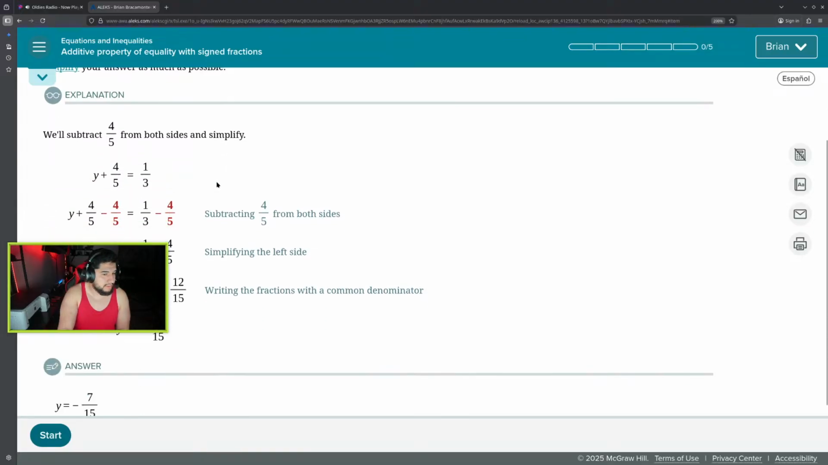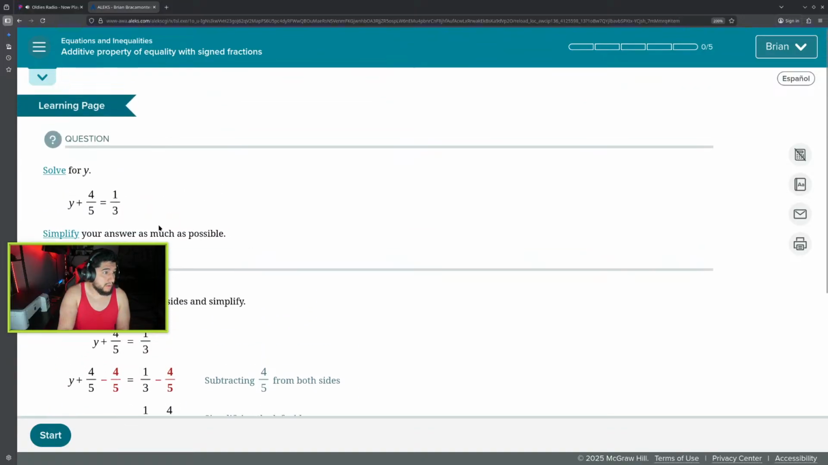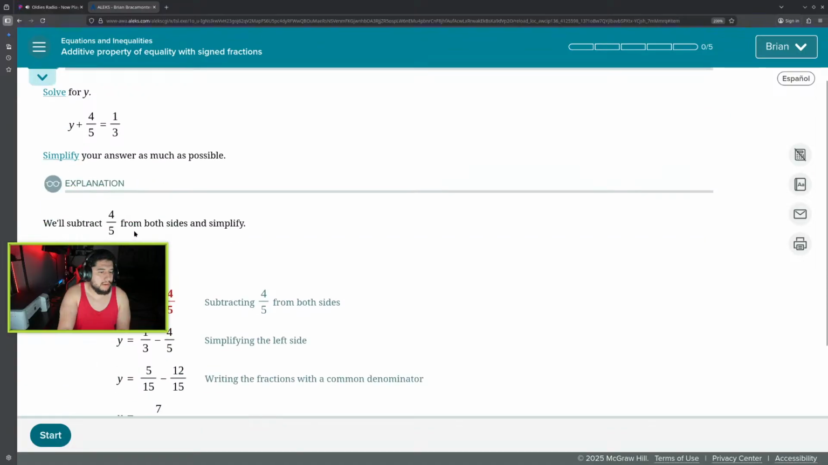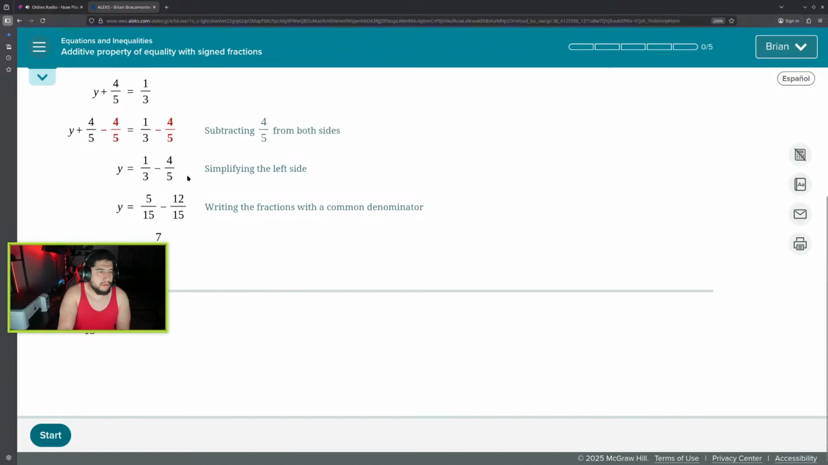Simplify the answer by subtracting whichever one is on the left, look at the equal sign. Wherever you see the variable, it says solve for y, right? So we're going to look to the left. This fraction right here, we have to get rid of it so that y is by itself. And the only way to get rid of this is by subtracting 4/5 on both sides. And that's what we do over here.